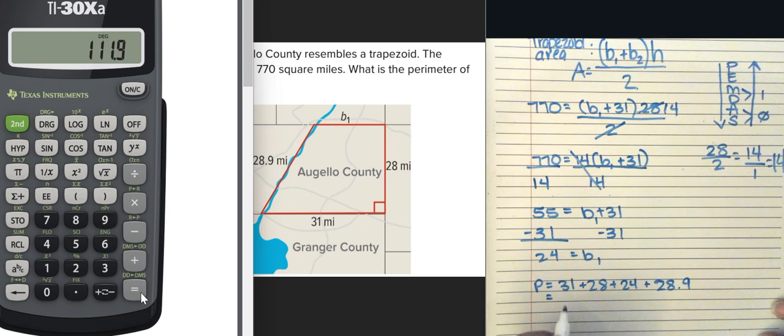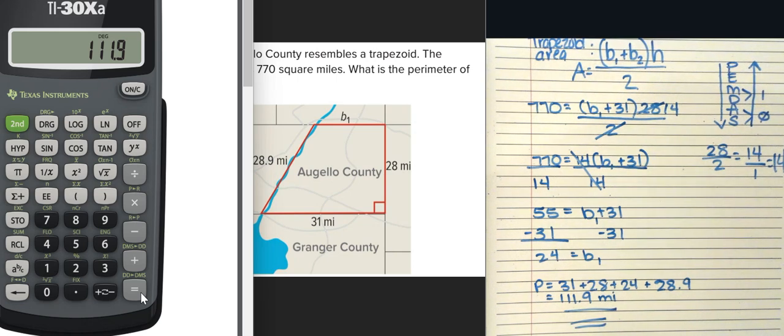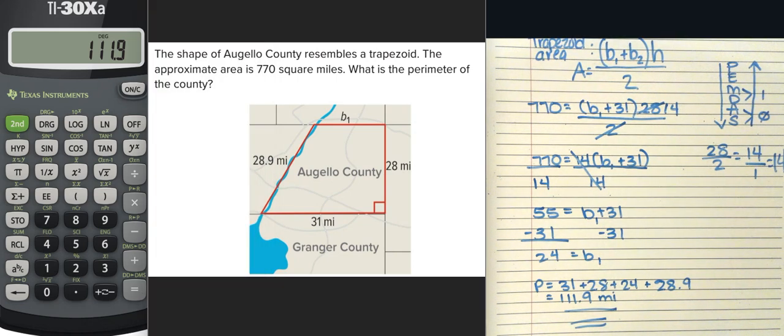Our answer is going to be 111.9 miles. So the perimeter is going to be 111.9 miles.